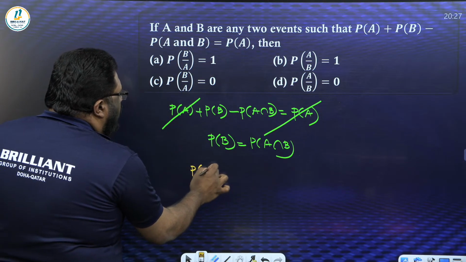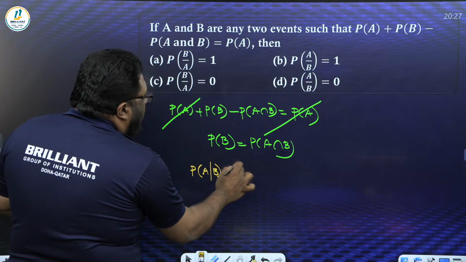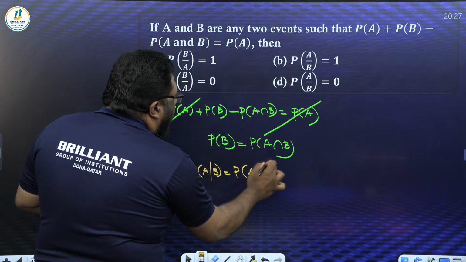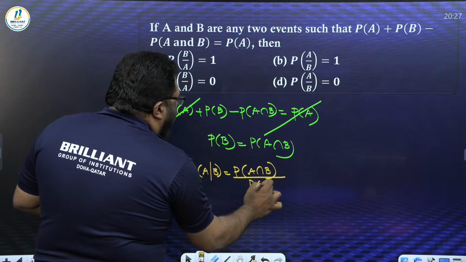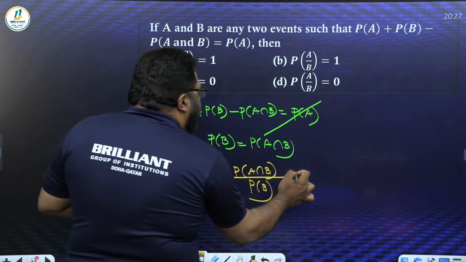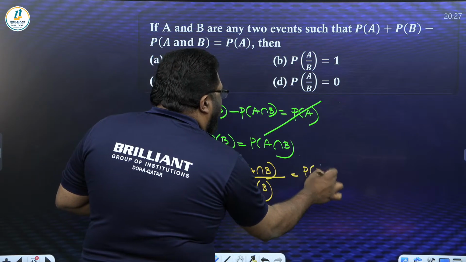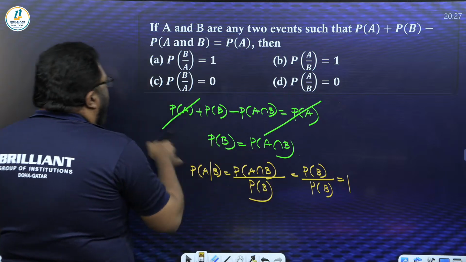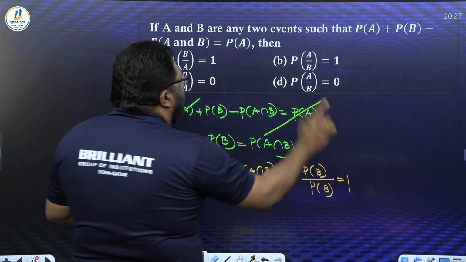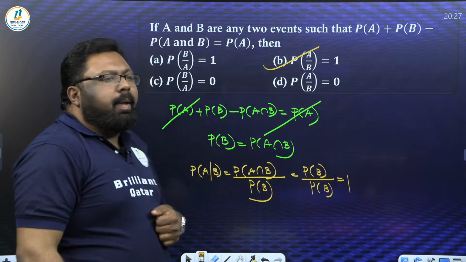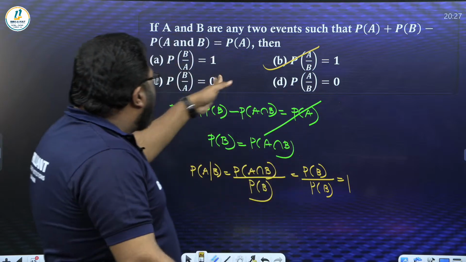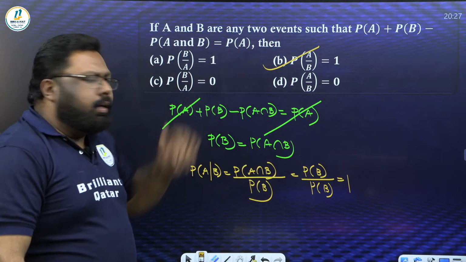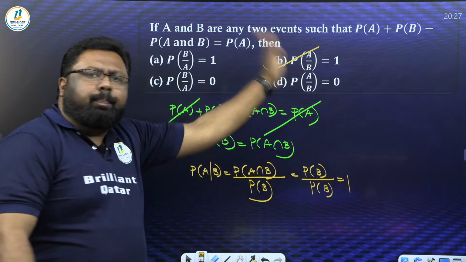What happens to A by B first of all? A by B is going to be P of A intersection B divided by P of B. But A intersection B is understood as P of B, so P of B by P of B, which is equal to 1. Straight away, A by B is equal to 1. Option B says A by B equal to 1. Then I could have checked B by A also, but I knew A by B is 1, so I just checked that, confirmed it.